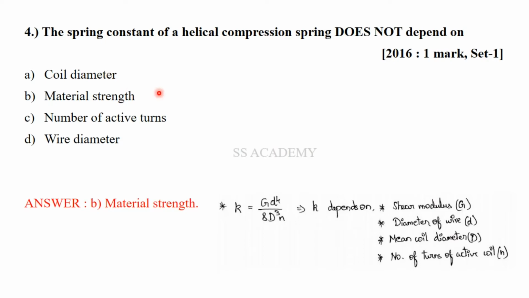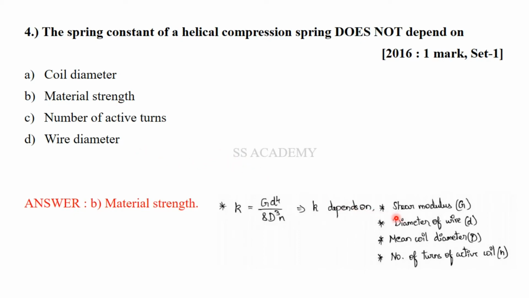And they have given different parameters. And they are asking upon which it does not depend. So we must know on which it depends first. So stiffness is equal to Gd⁴ by 8D³N. So K, that is stiffness, depends on shear modulus G, diameter of wire d, mean coil diameter capital D, and number of active turns of the coil N.